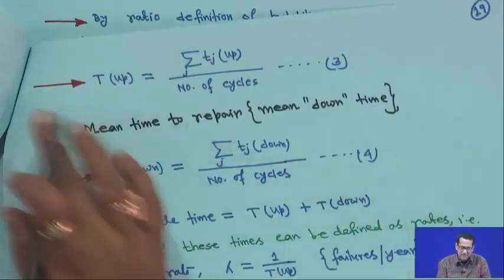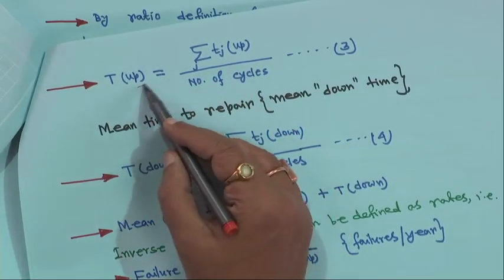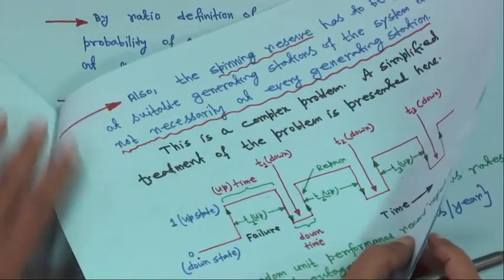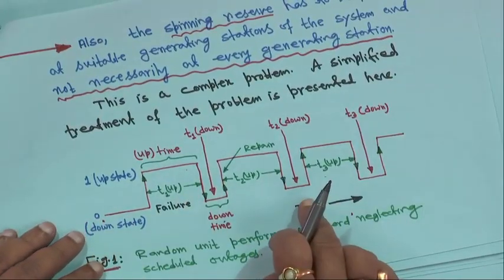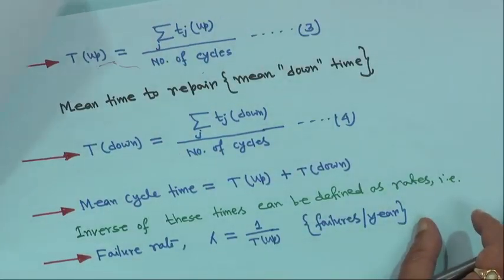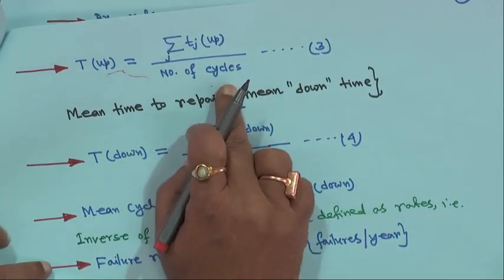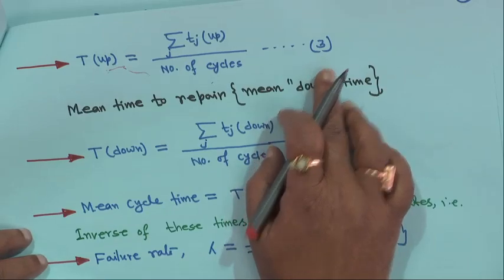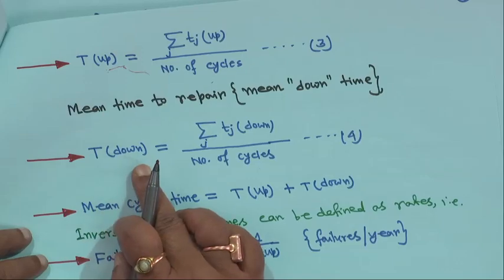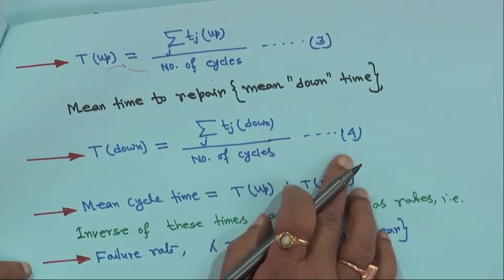Mean uptime T up is given as the sum of all the uptimes, sum of Tj up, divided by the number of cycles, because if you look at this graph, it goes up and down, up state, down state, up state, down state. So how many cycles are there? T up is equal to the sum of all uptimes divided by the number of cycles. This is equation 3. Similarly, mean time to repair, that is mean downtime, capital T down, is equal to the sum of all downtimes divided by the number of cycles. This is equation 4.